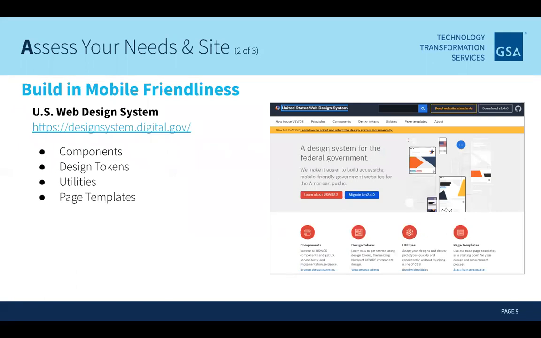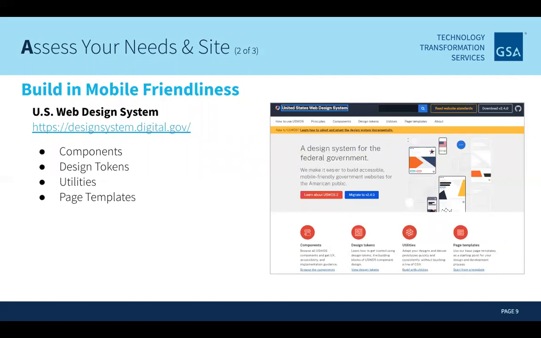Step two of assess your needs and the site. This is to build in mobile friendliness, whether it's a new application or you're just upgrading an application or site. What you want to do is check into the US Web Design System. We really recommend that you use that. We know that several applications that have just come out of development and have used it have gotten much higher mobile friendliness scores. So we know that it's working.